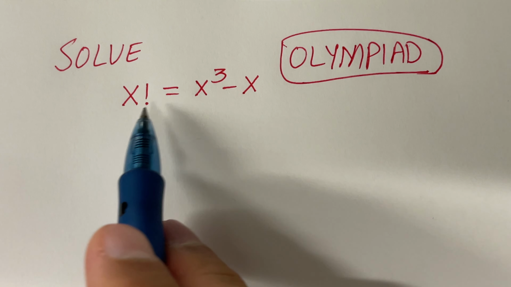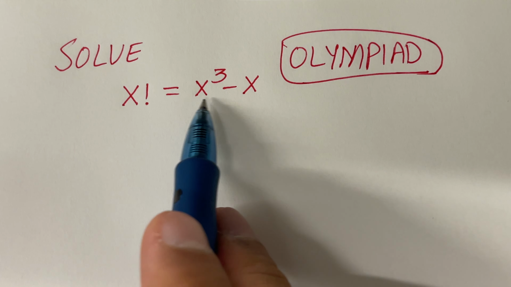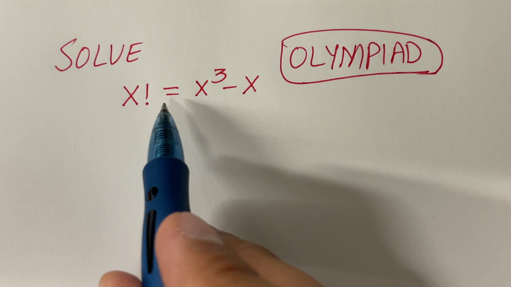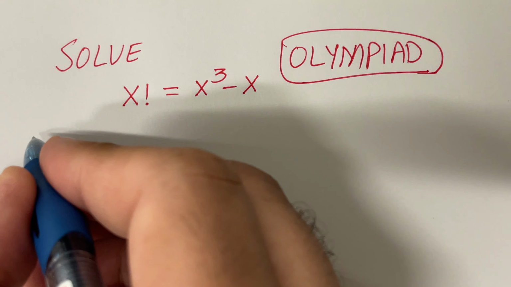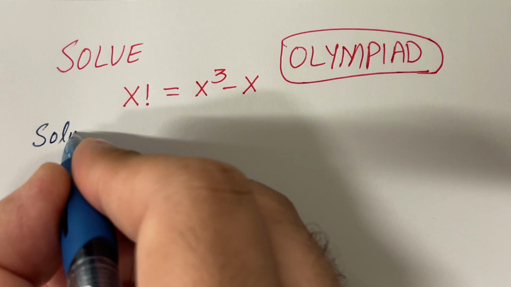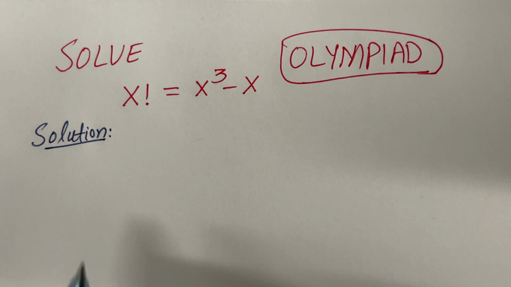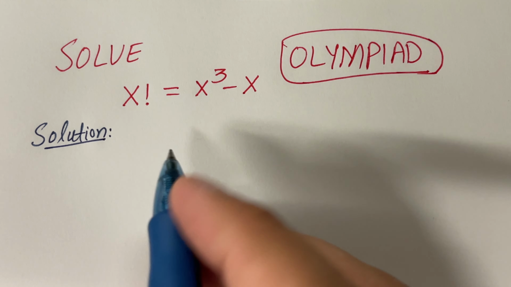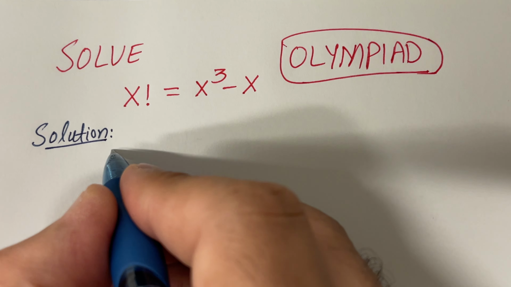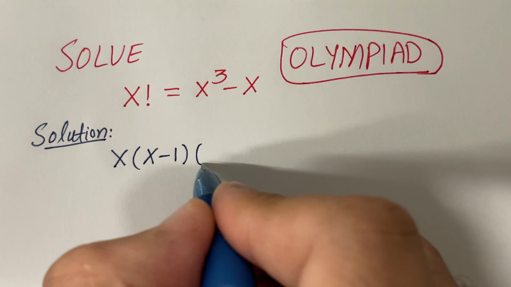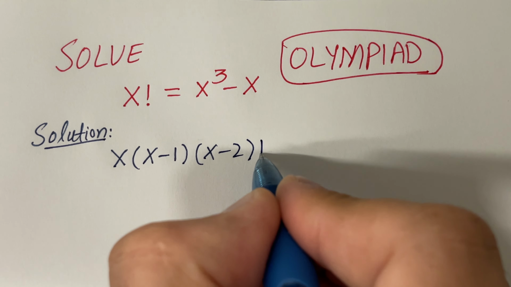Hello everyone, we are given this nice Olympiad math problem and we want to solve it. This is a factorial equation and let's see how we can solve it. On the left hand side we have x factorial, and I can write x factorial as x times (x minus 1) times (x minus 2) factorial.